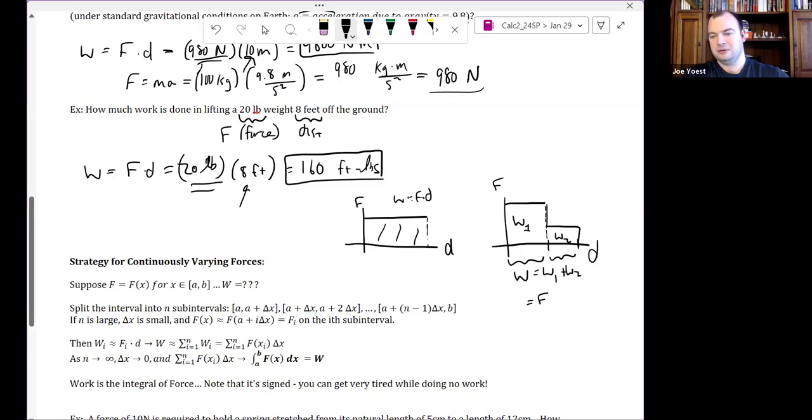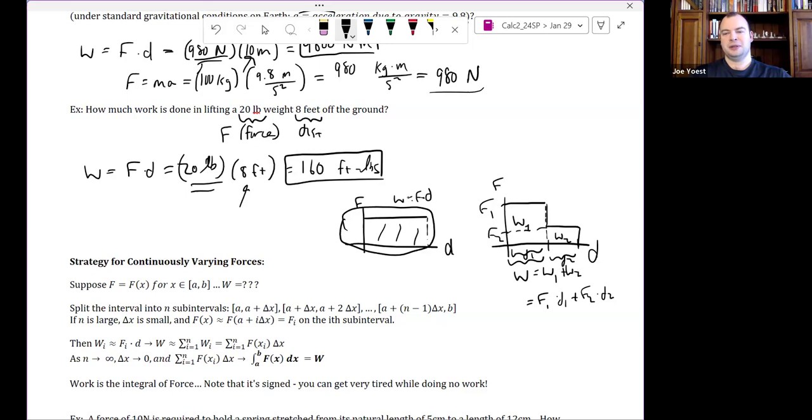Or this is going to be force 1 times distance 1 plus force 2 times distance 2. So if I have a piecewise constant force, I can just split things up this way, right? I can just make a bunch of little regimes that look like this, add up all of the contributions, and then that gives me my work.